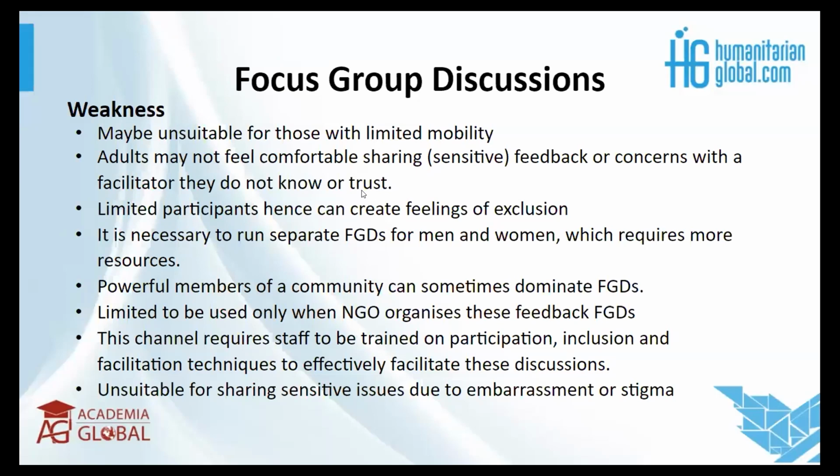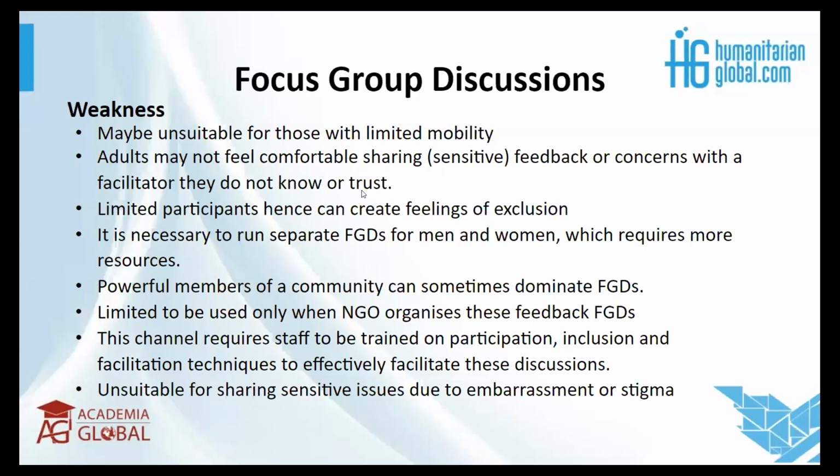Then this channel also requires staff to be trained. As I've mentioned, you need to balance that participation. So they need to understand how to make sure that everyone participates, and also inclusion and facilitation techniques, so that it's effective at every sitting and you don't have to repeat. For example, if some FGDs were dominated by certain persons and you feel you need to repeat, this is also resource intensive. And remember, you're pulling people away from their day-to-day income generating activities, or activities they had planned to do, and it's important to be respectful of that.